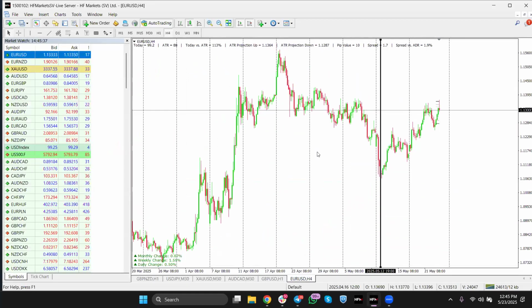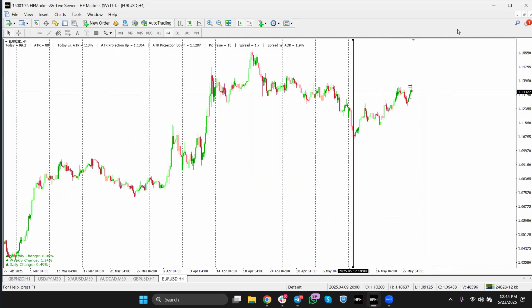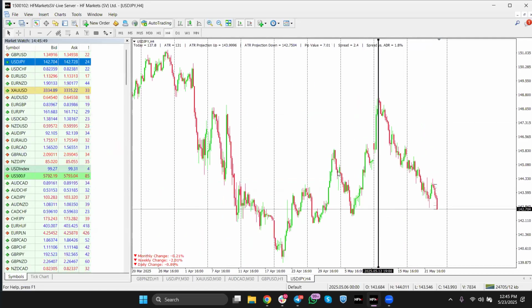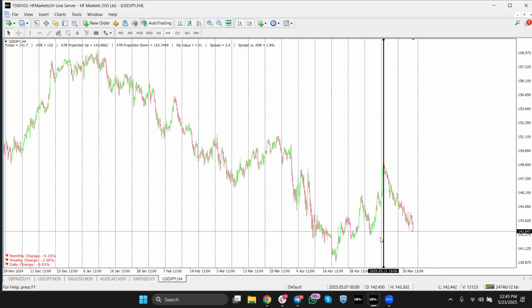Euro USD is absolutely higher from that period. You can see it's absolutely higher against the dollar because the dollar is down. USD JPY, let's pull up USD JPY, absolutely lower also, for as long as we can remember. Yes, some moves happen, but you can clearly see that downward picture aligning itself with the dollar index.